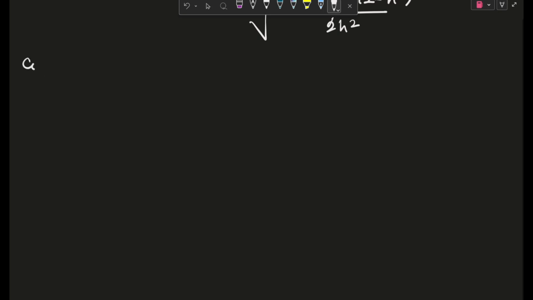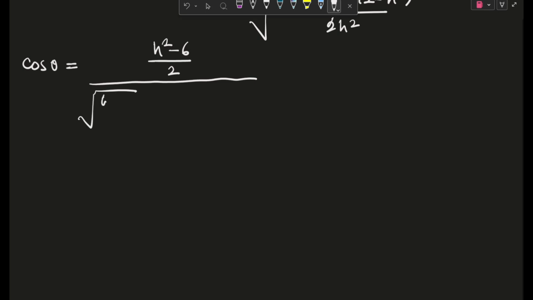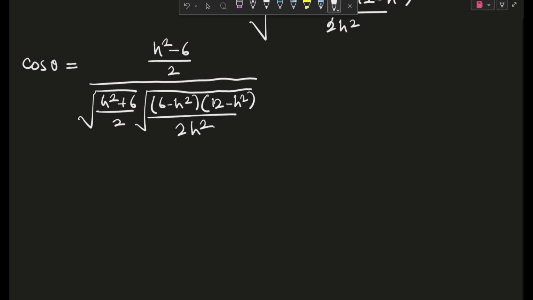So cosine theta, the angle in between the vectors QO and QS, this will come out to be the dot product, H square minus 6 by 2, and this is whole divided by your value of the moduli. So root H square plus 6 by 2, and once again this thing will be under root of 6 minus H squared, 12 minus H squared whole divided by 2H squared. Okay.